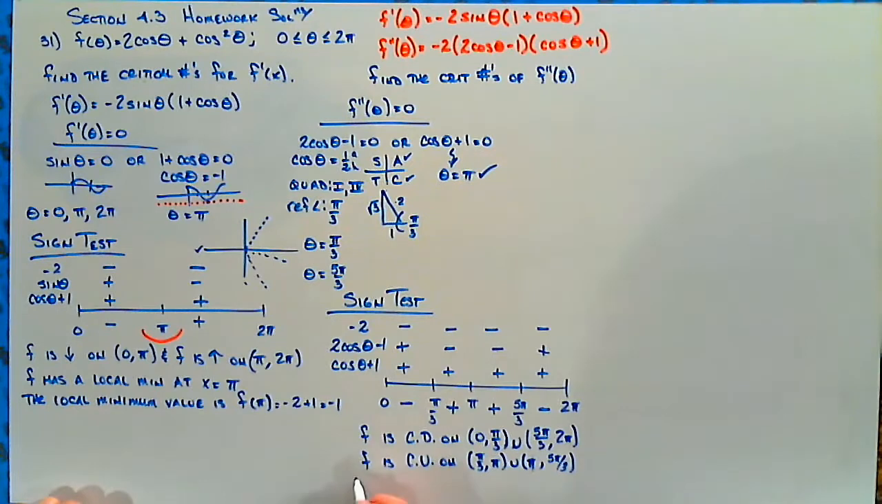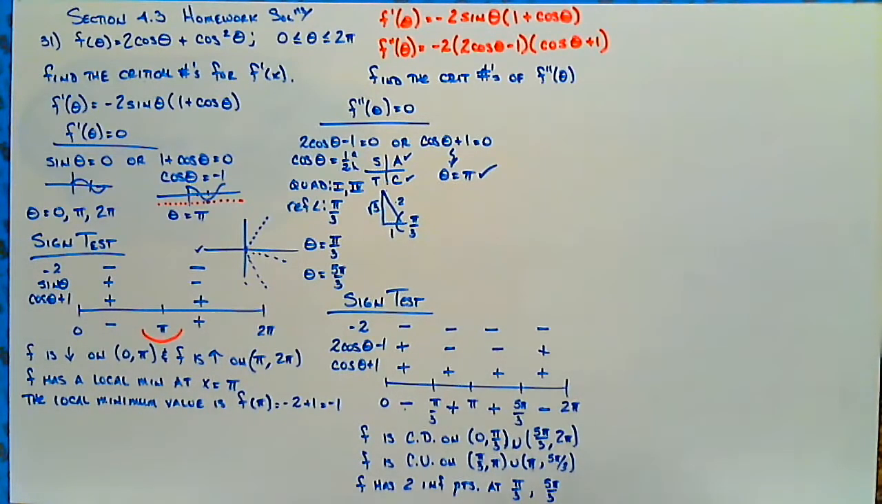Now, we do have inflection points. F has 2 inflection points, right? What are those inflection points? Those inflection points are where it goes from concave down to concave up. A change in concavity is an inflection point. So one of those is pi over 3, and the other inflection point, concave up to concave down, is 5 pi over 3.